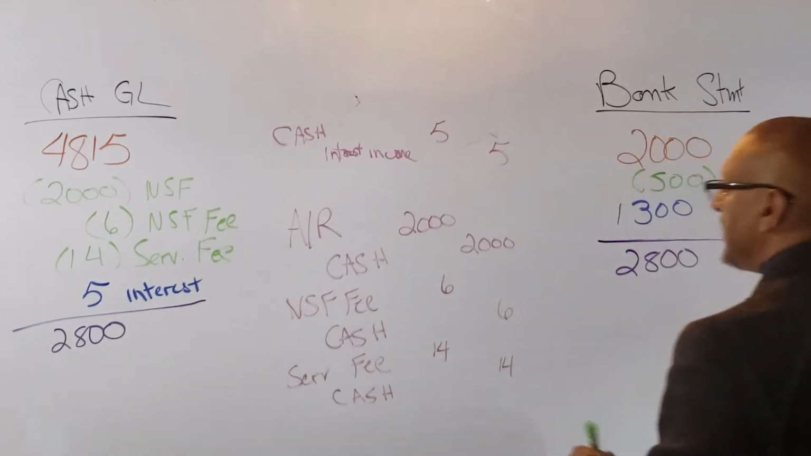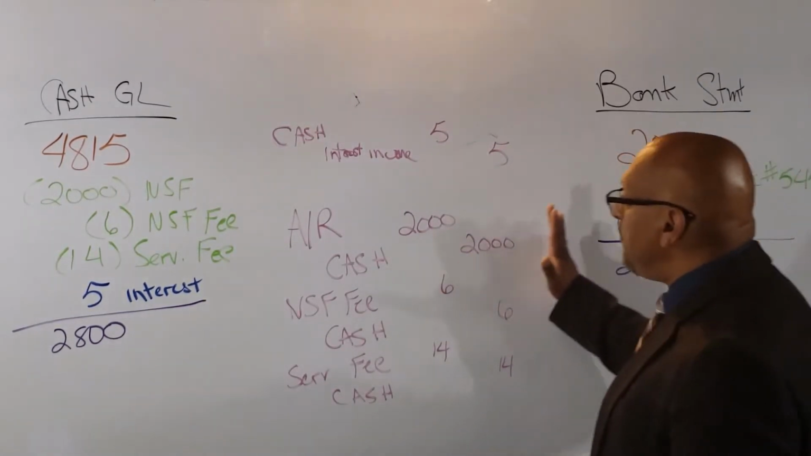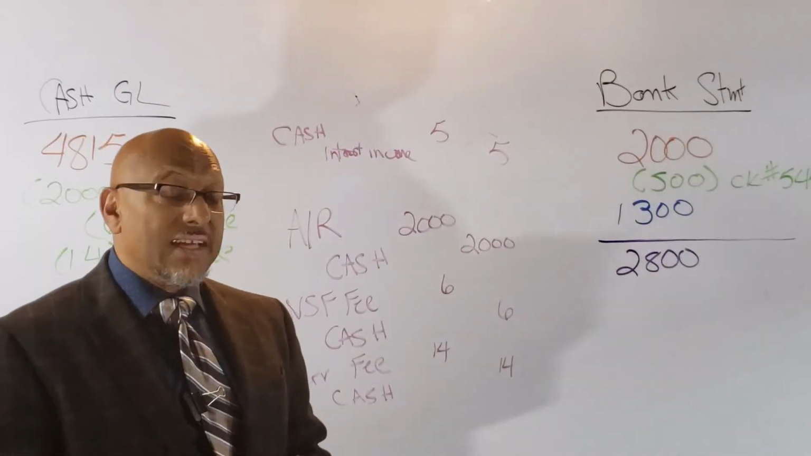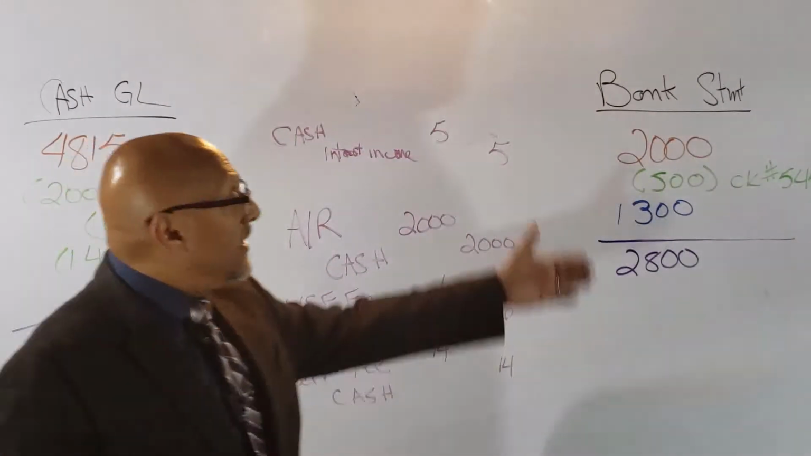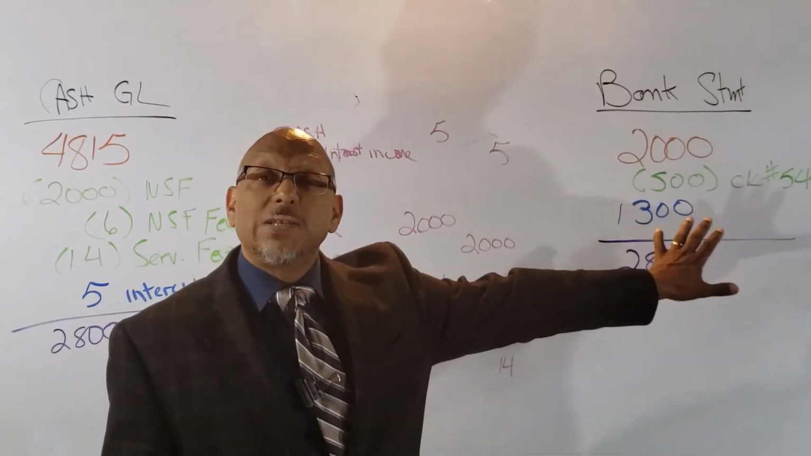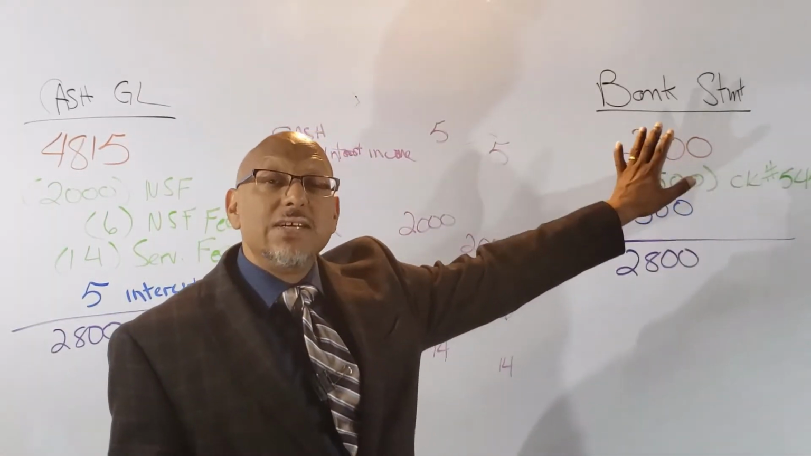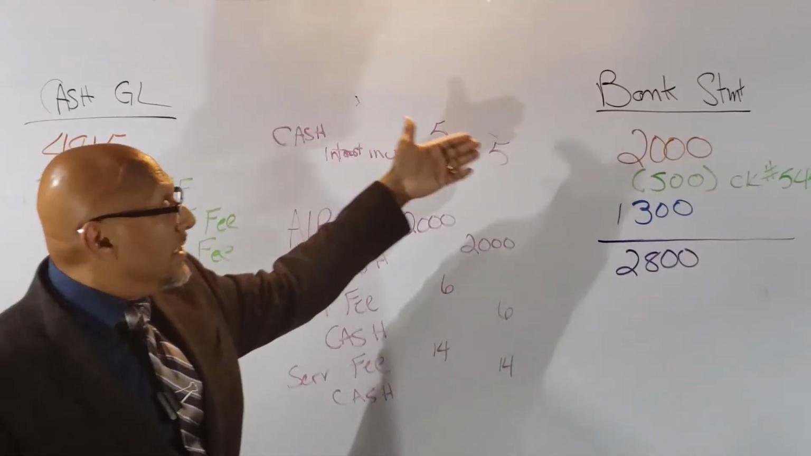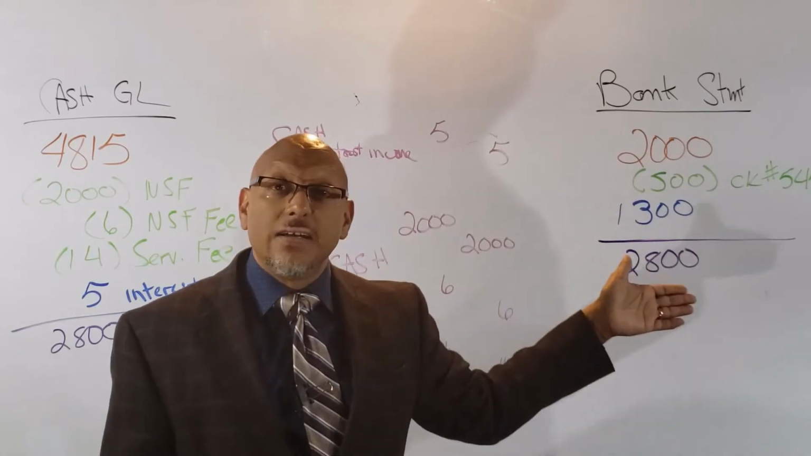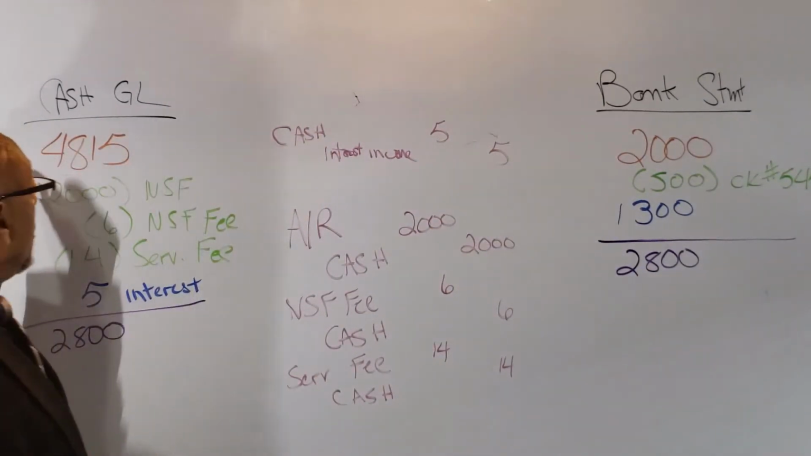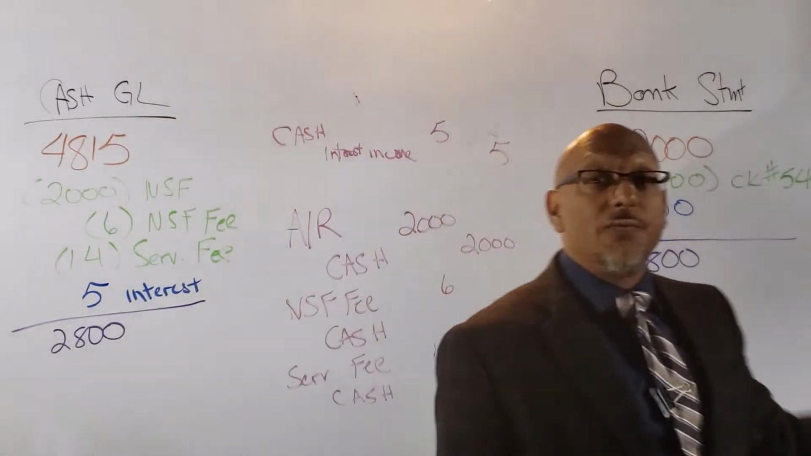Are we in balance? We're still in balance. We do not, and I repeat it again most emphatically, we do not do anything with what we've done as an adjustment over here. These adjustments to the bank statement do not have anything to do with our GL. These are things that were in the GL that we knew about, and it was part of the 4815. So we don't need to do anything over here.